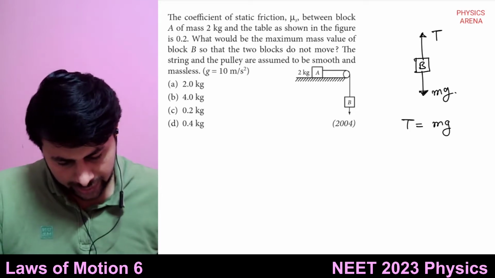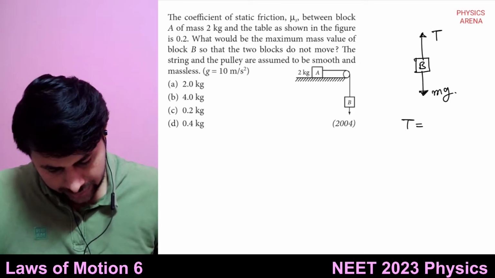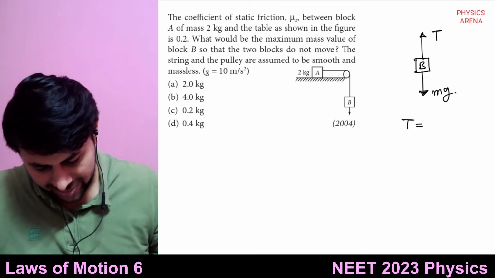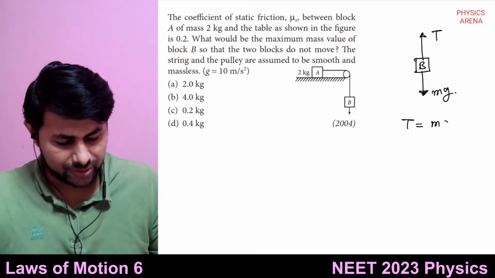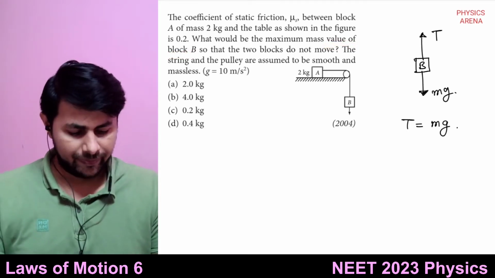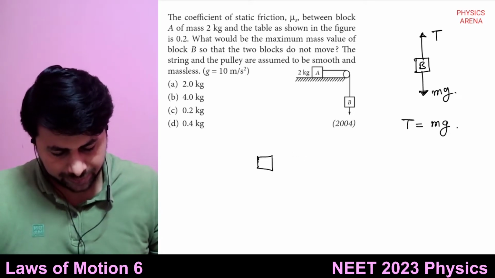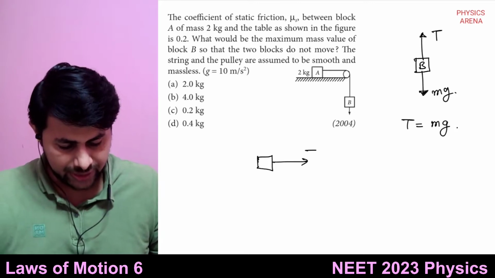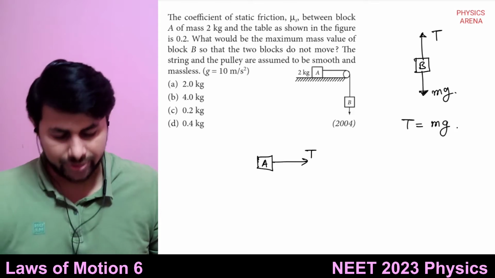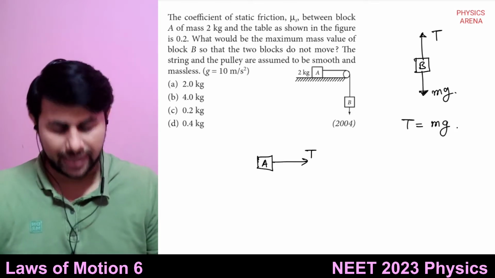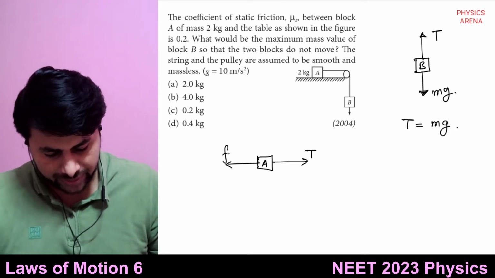And how much is its mass? That we have to find out. What is the mass of block B? Let's suppose it is m. So T is equal to mg. And for this block A, there is tension T acting towards right, and there would be another force. If it tends to slide on this floor, there will be the frictional force acting towards left, right?